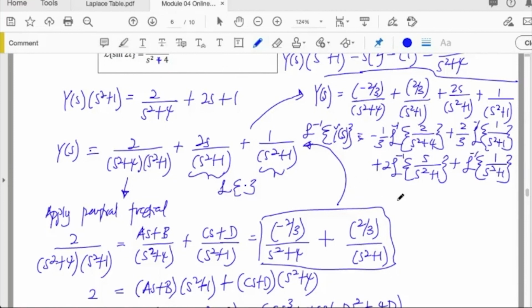So finally your y(t) will be equal to negative 1 over 3 sine 2t plus 5 over 3 sine t plus 2 cos t. Finally you will have these solutions. I have simplified these solutions to get these expressions.